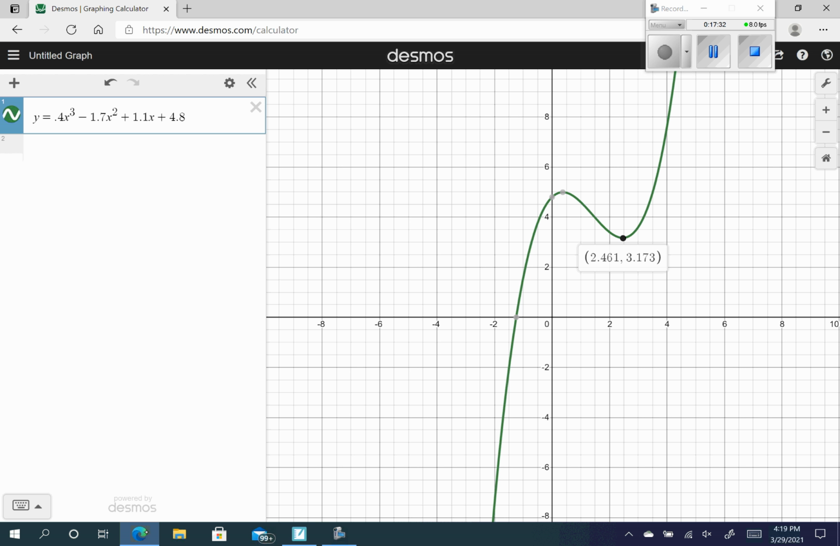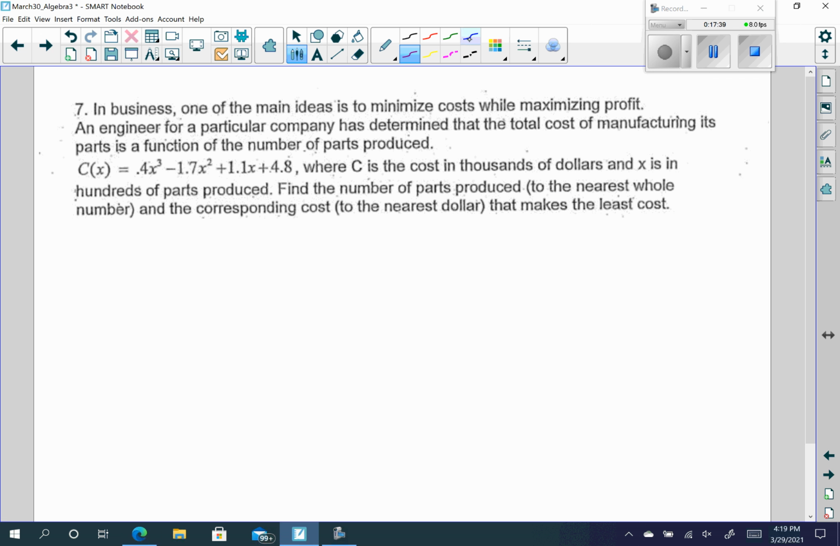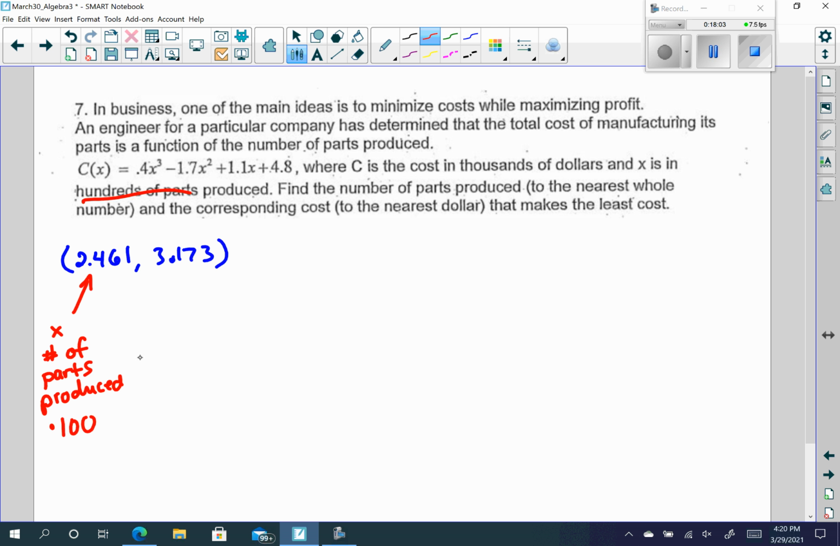So this should be the lowest point, our relative min. So we're going to use that. So we're going to write down that ordered pair, but once again, that is not our answer. So we'll say that ordered pair is 2.461, comma 3.173. What are these numbers? This is x. This is the number of parts produced, but it's in the hundreds. So we need to multiply this by 100.